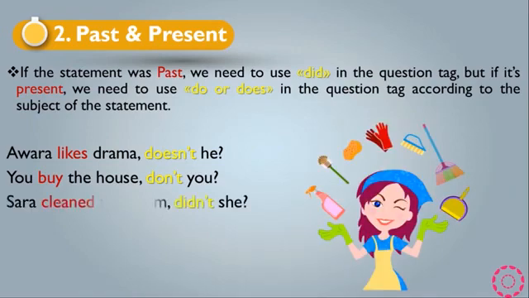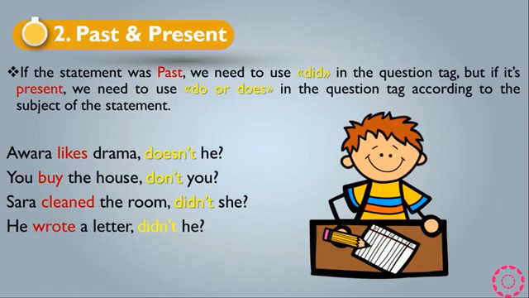Another example that we have, Sarah cleaned the room, didn't she? Why do we use didn't? Because we have cleaned, which is in past simple, in past form. And why do we say didn't? Because the statement is positive. Sarah cleaned the room. As you see, cleaned is positive, and it became what? Didn't she?